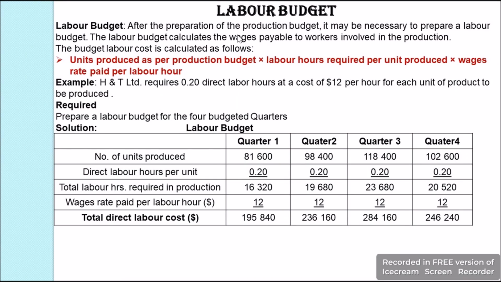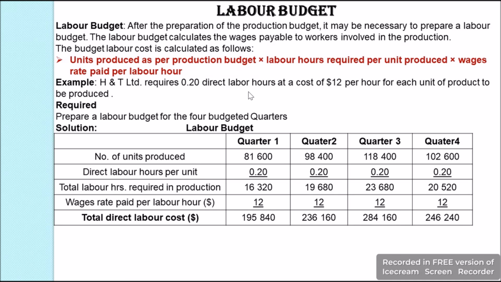Now let's understand the labor budget. In the labor budget, we will calculate the wages which have to be paid to the workers to produce the units which we have already calculated in the production budget. For this we have the formula: units produced as per the production budget, multiplied by the labor hours required per unit of product, then multiplied by the wage rate per labor hour.